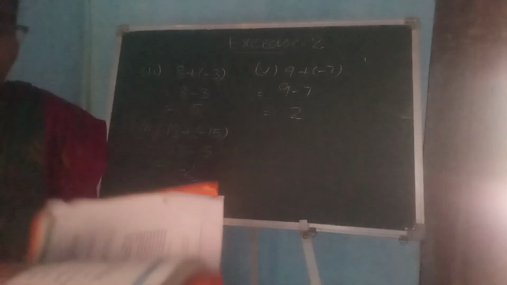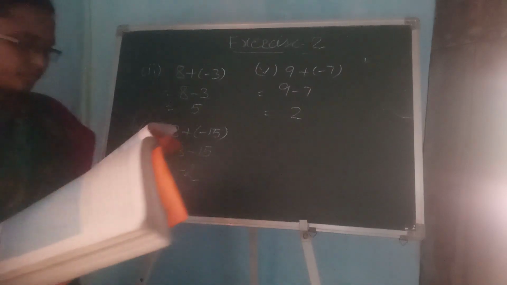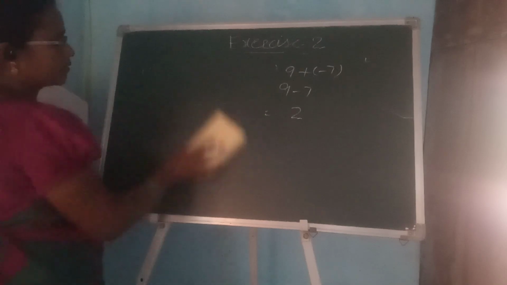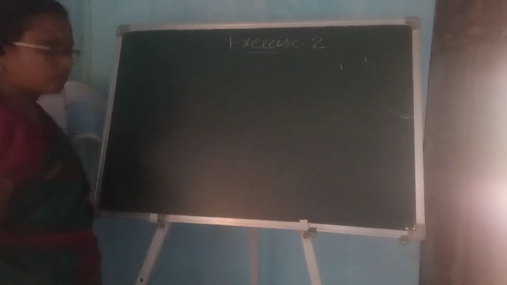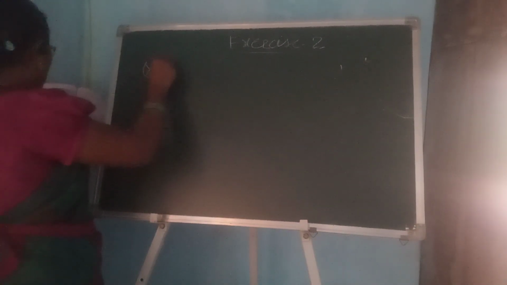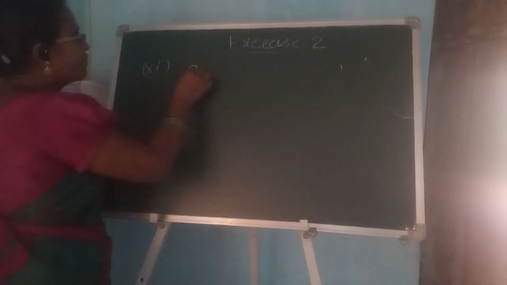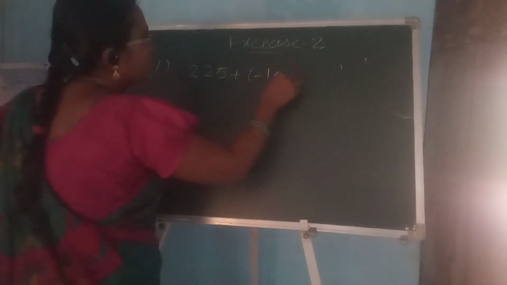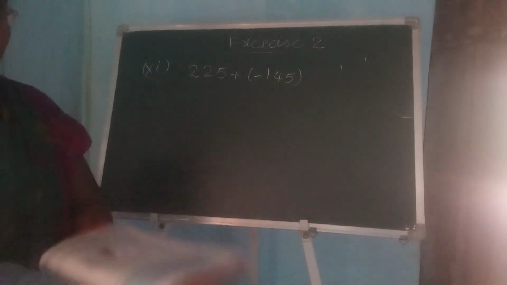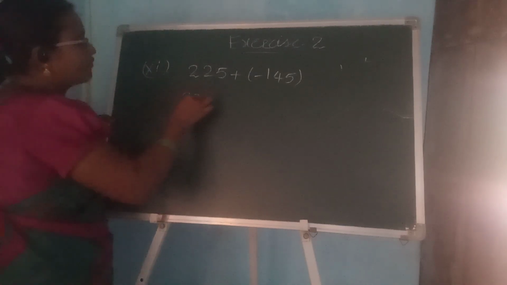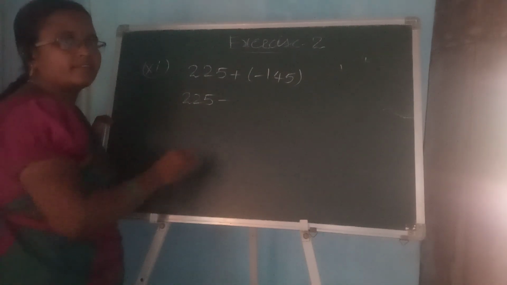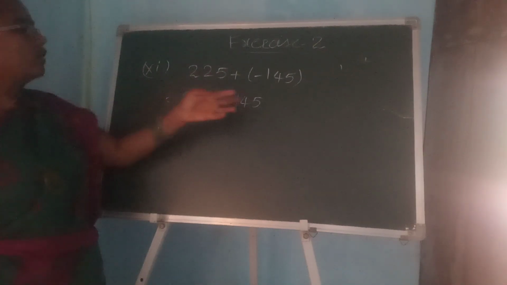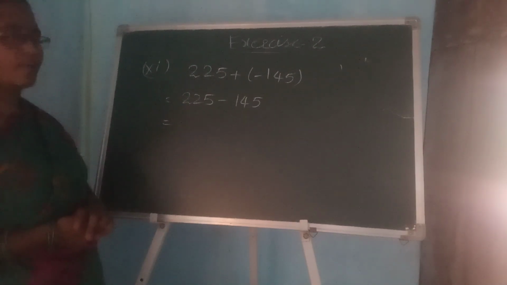Now, the next problem we shall see. The 11th problem we have here, 225 plus of minus 145. So look here, 225 plus into minus becomes minus, and it is 145. So see this, find the value of 225 minus 145.